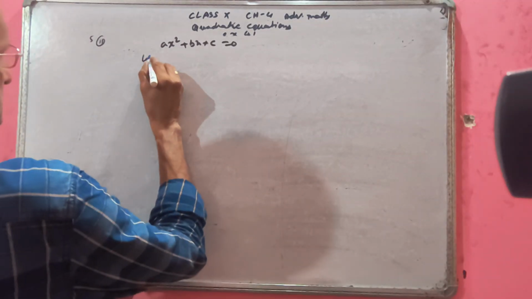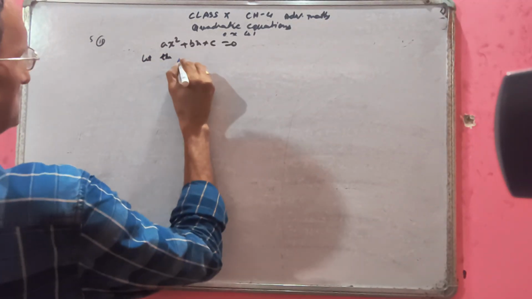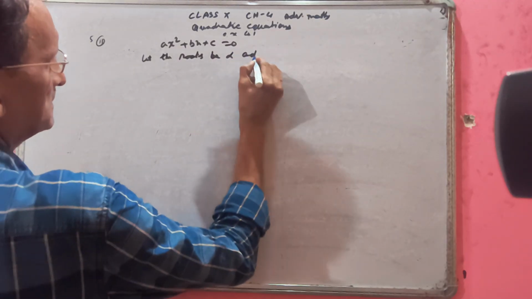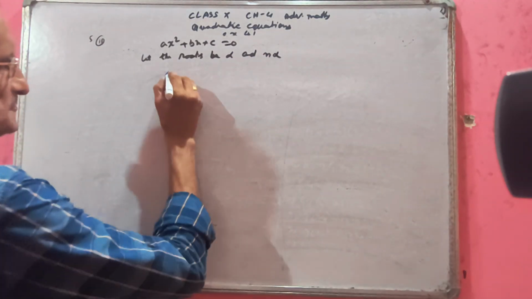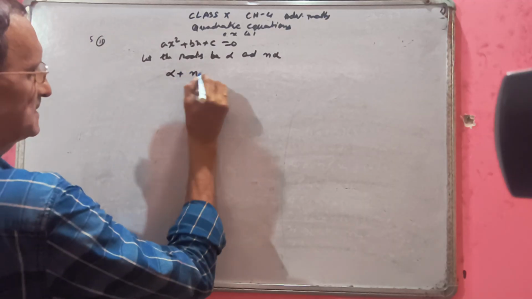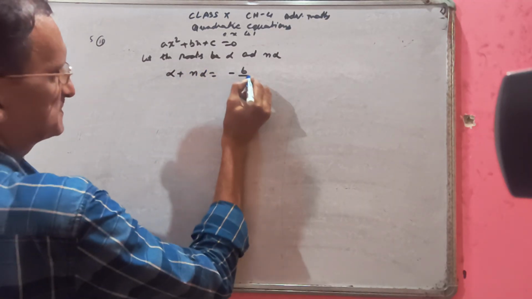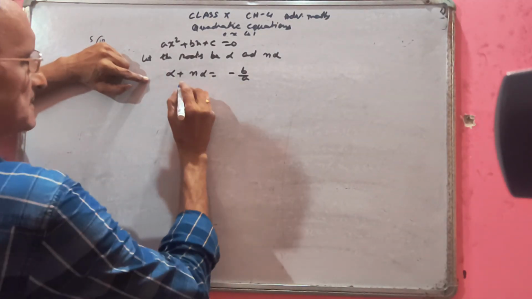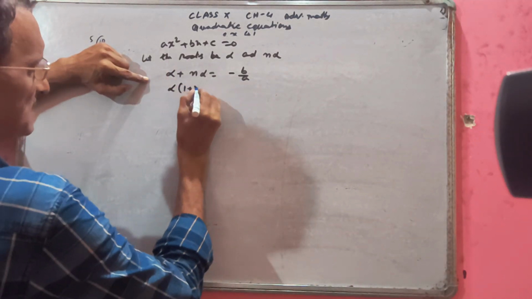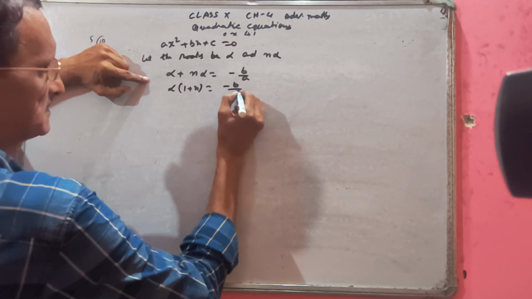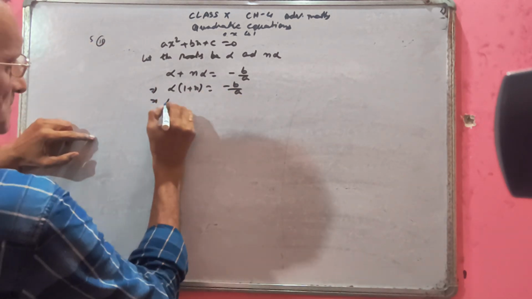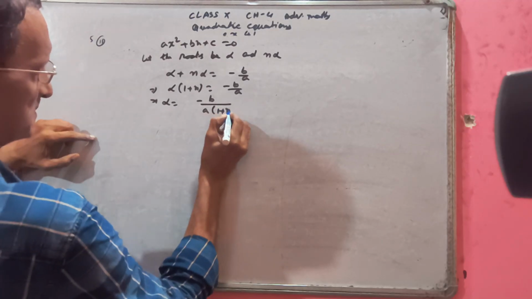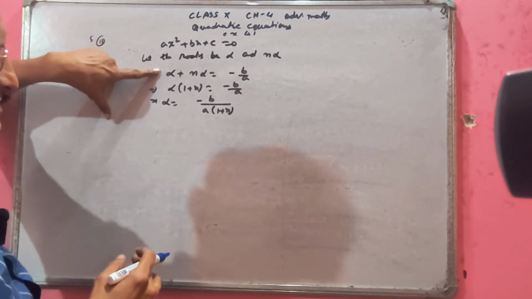So let the roots be alpha and n alpha. To find the sum of roots, alpha plus n alpha is equal to minus b by a, the relation between the roots and the coefficient. So alpha is common, 1 plus n is equal to minus b by a. So alpha will be minus b by a into 1 plus n. This is from the sum of roots.